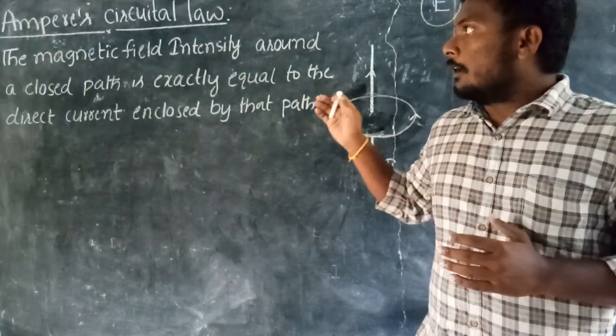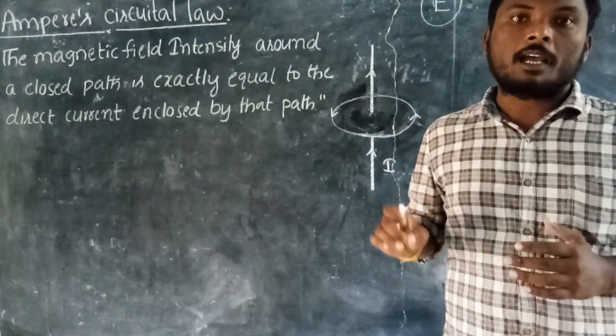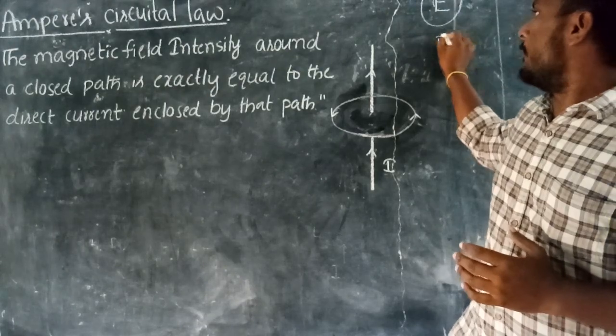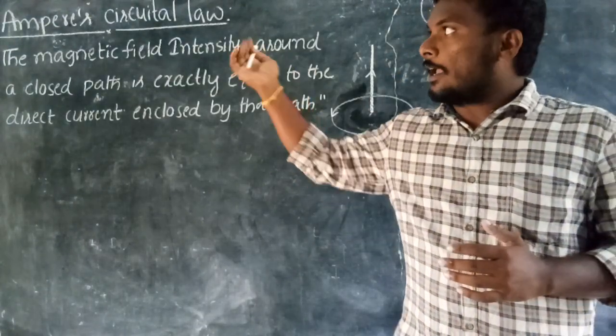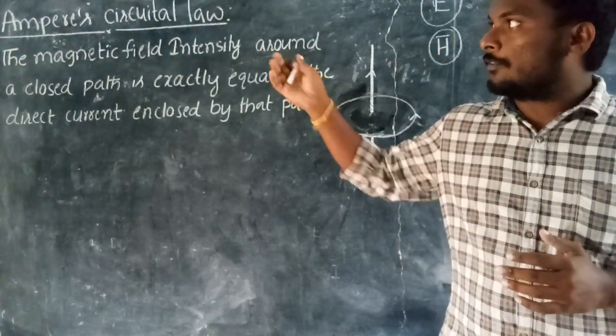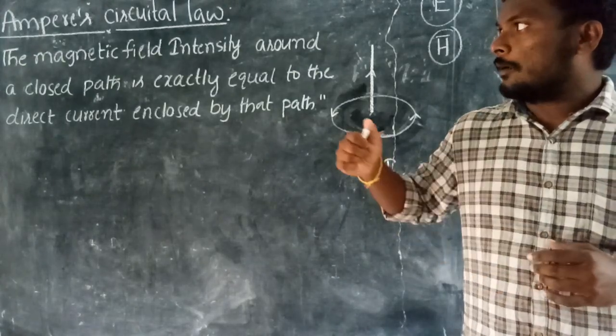Similarly, in magnetostatics, the Ampere circuit law is useful to calculate magnetic field intensity, H bar. Magnetic field intensity is calculated by using Ampere circuit law for complex problems. So let us see the definition of Ampere circuit law. What is the Ampere circuit law?